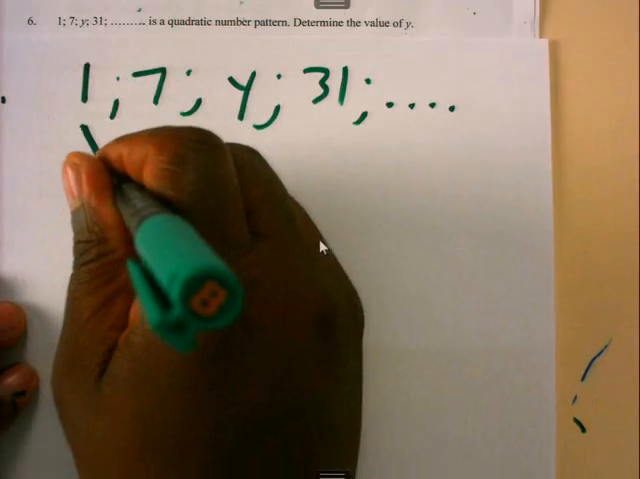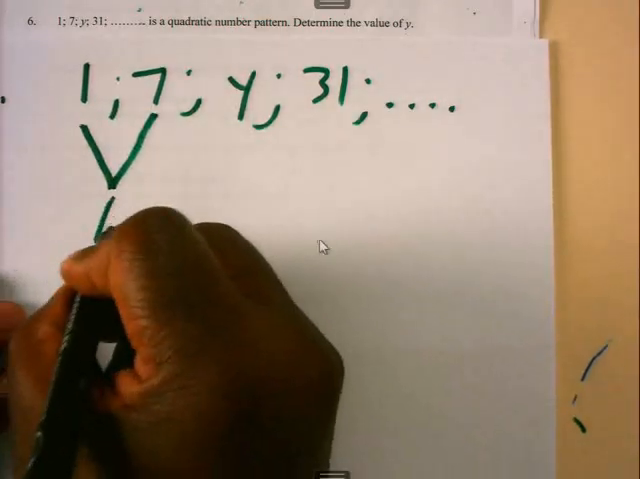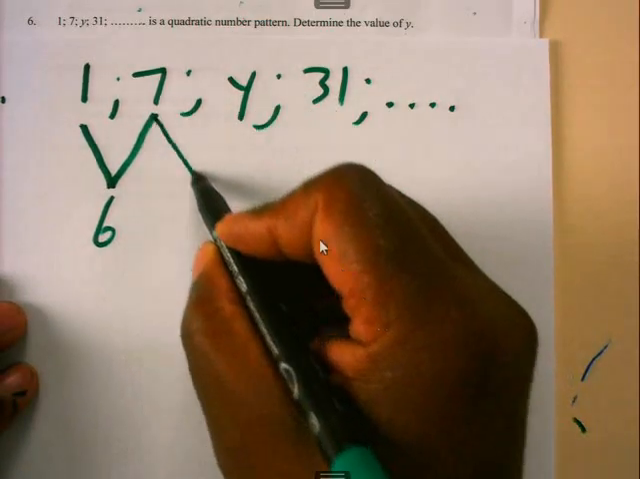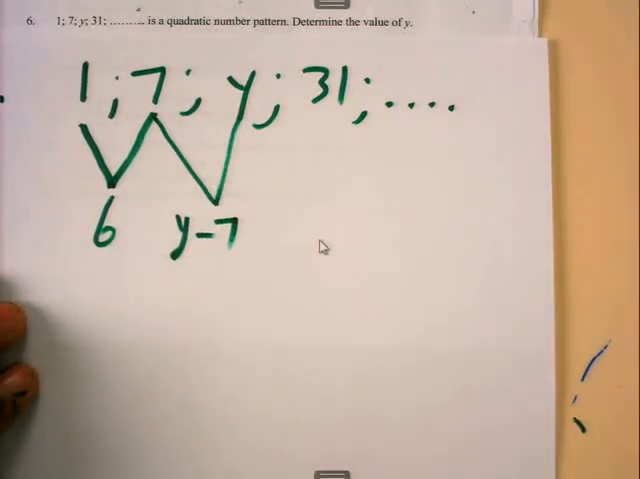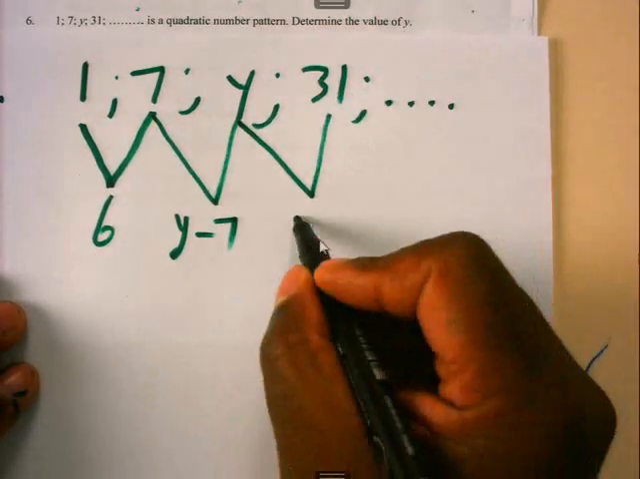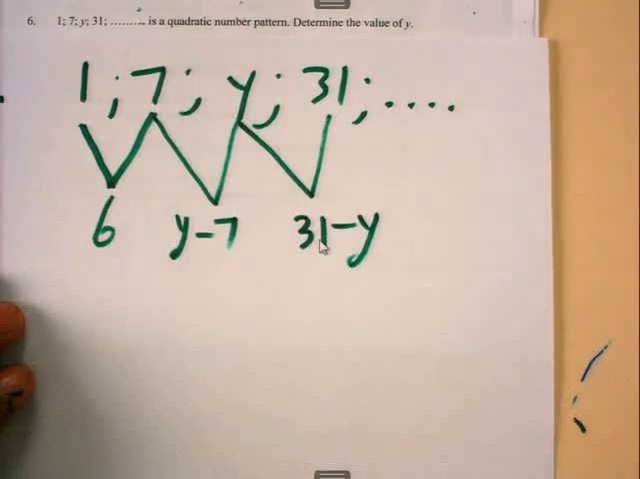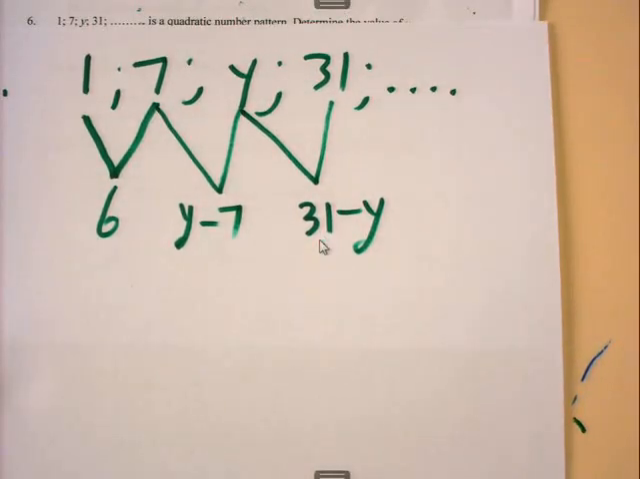This is the first difference. 7 minus 1 gives us 6. This is the first difference. Y minus 7. These are the unlike terms. Then 31 minus y. That is the first difference. I hope it's clear.